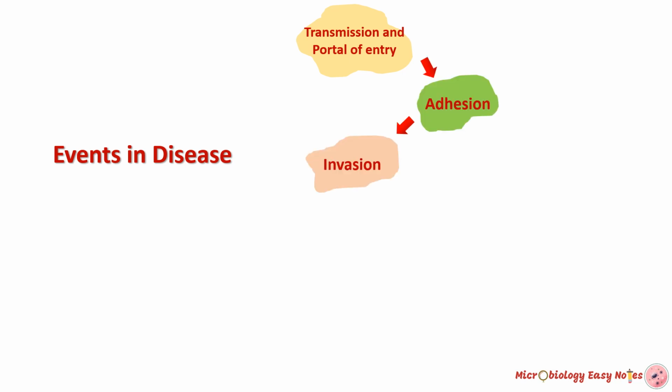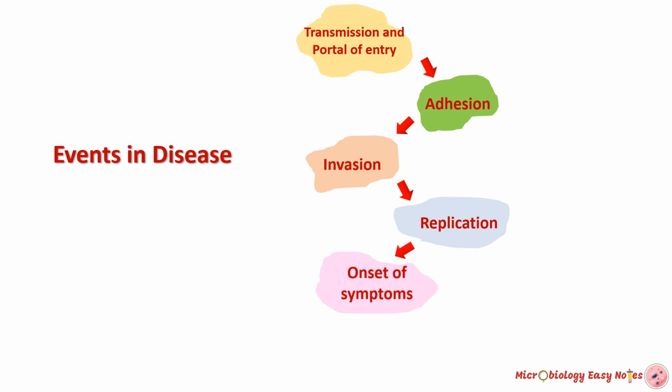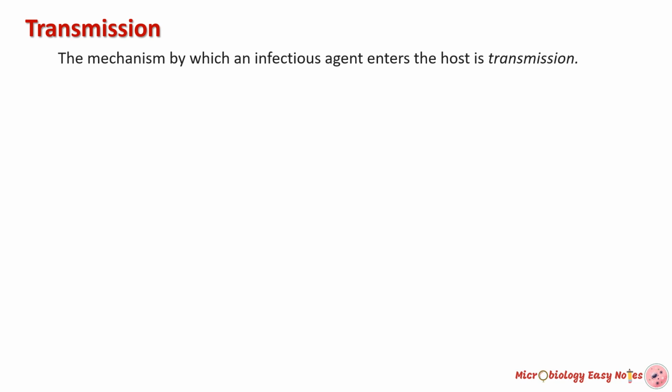What are the events involved when microbes cause disease? These events are transmission and portal of entry, adhesion, invasion, replication inside the cell, onset of symptoms, and finally disease. First event during the disease is transmission. This is the mechanism by which an infectious agent enters the host.